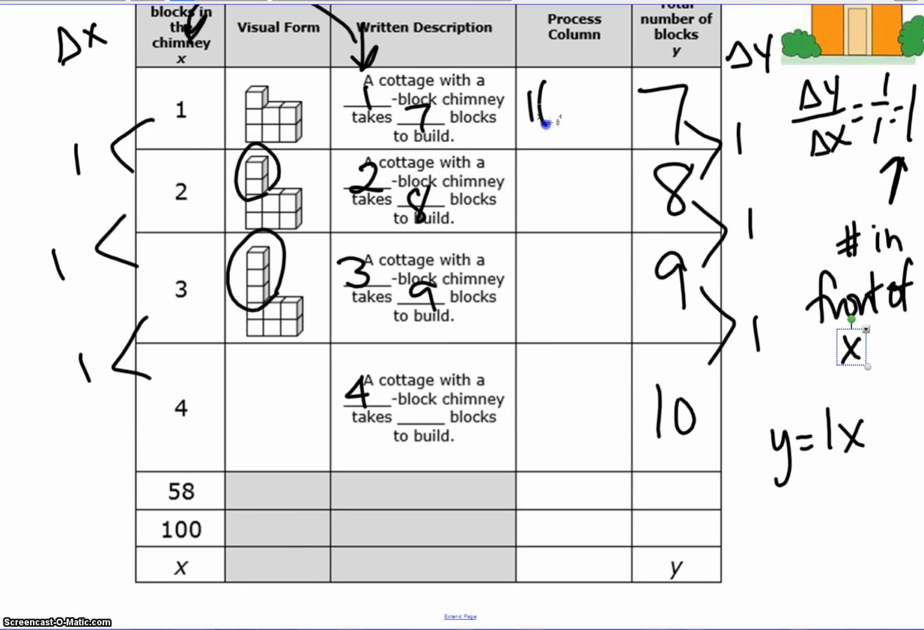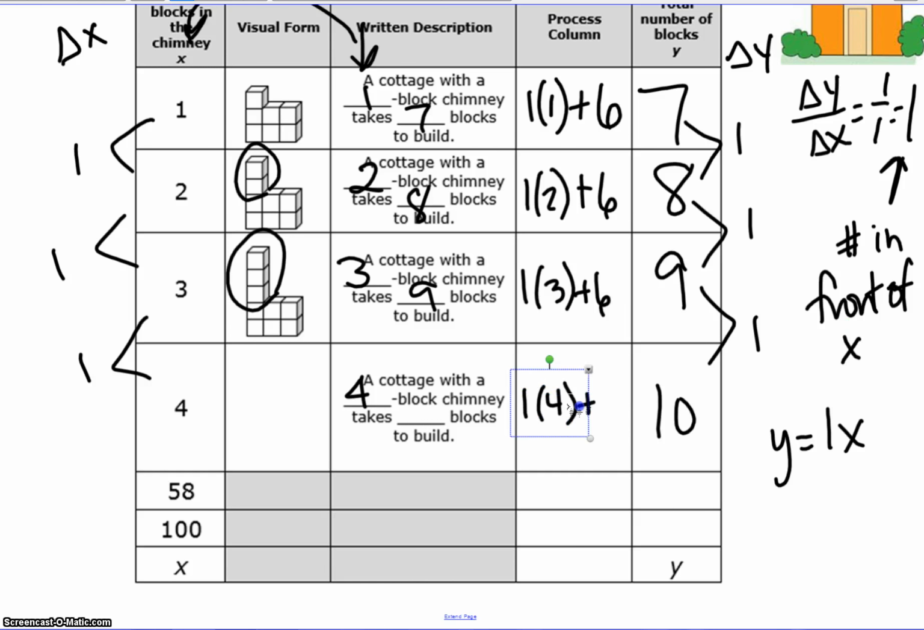So 1 times 1. Well, 1 times 1 is 1, but I need to get to 7. So what do I need to add? Plus 6. Let's see if it works all the way down. You ready? 1 times 2 plus 6 works. 1 times 3 plus 6 works. 1 times 4 plus 6 works. So we can do it all the way down. 1 times 58 plus 6 equals 64. 1 times 100 plus 6 equals 106.